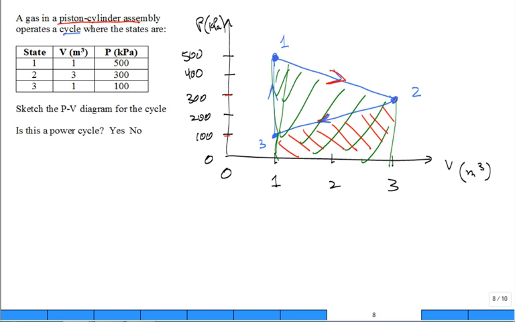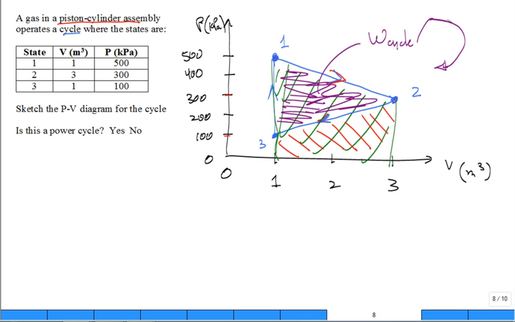And so what is this area? That is the difference, so to speak, or that's the enclosed area of the cycle. And the closed area is a visual representation of the work of the cycle. And because it's this direction, I can't remember, clockwise or counterclockwise? Clockwise on a PV diagram, meaning it's expanding at high pressures and compressing at low pressures. It's a power cycle. So yes, this is a power cycle.